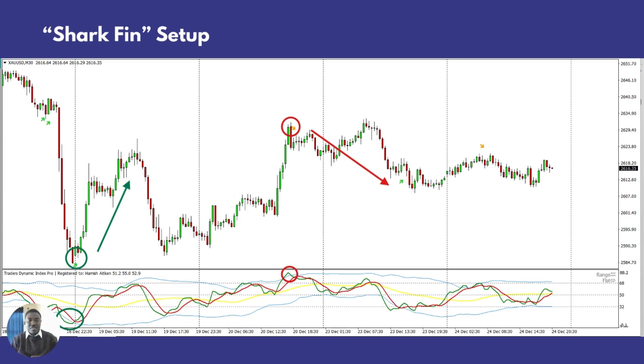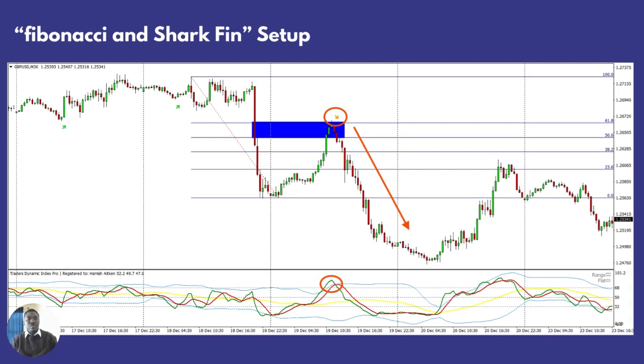So if I see Sharkfin and there is supply and demand, then I'm going in for that trade. Okay, so this is one of the trading strategies that you can use with TDI. Now, this is a combination. Like I said, you need confluence when you are trading. So this is the Fibonacci and Sharkfin setup.